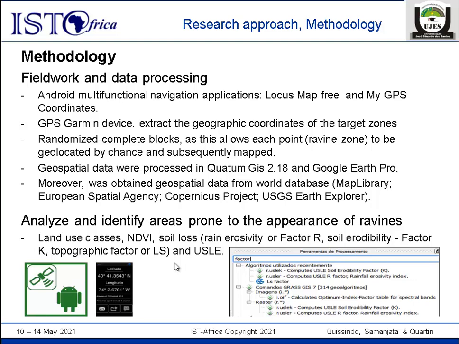In the second step, we analyzed and identified areas prone to the appearance of ravines. To do it, we calculated land use classes, the normalized difference vegetation index, and soil loss factors like rain erosivity, soil erodibility, topographic factor, and so on.